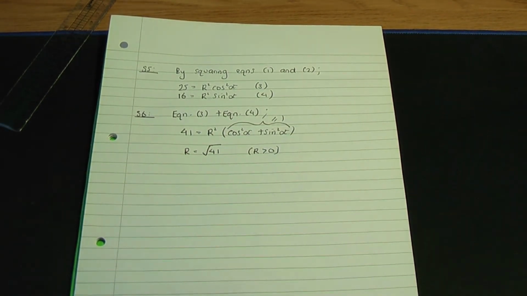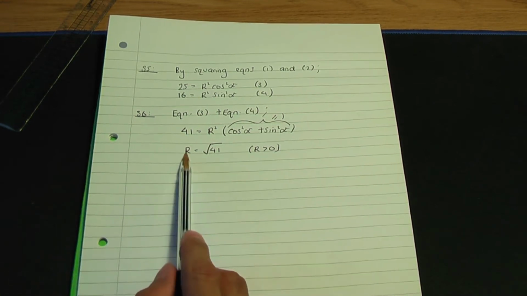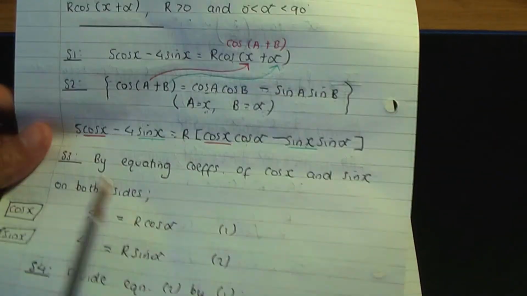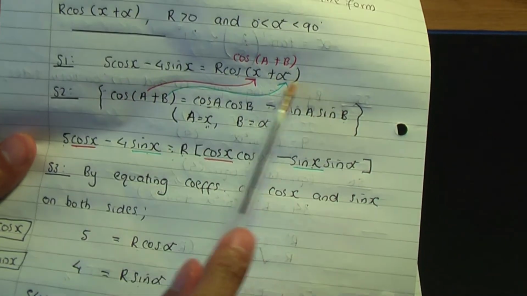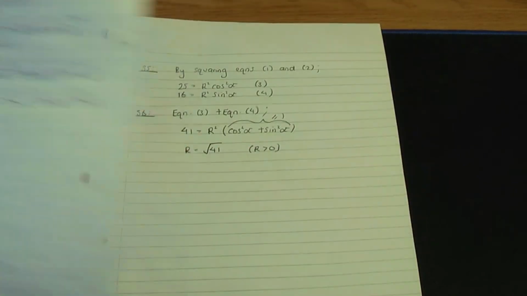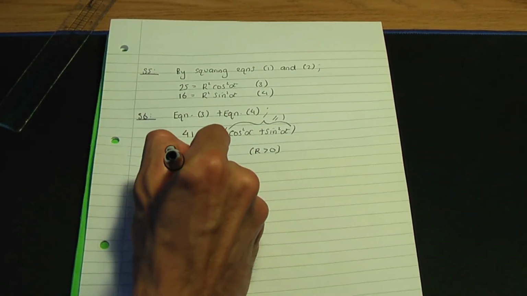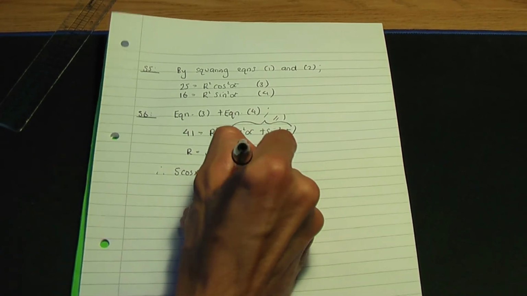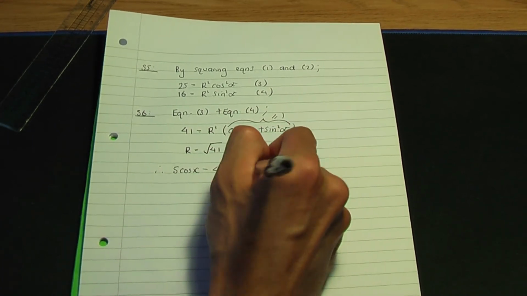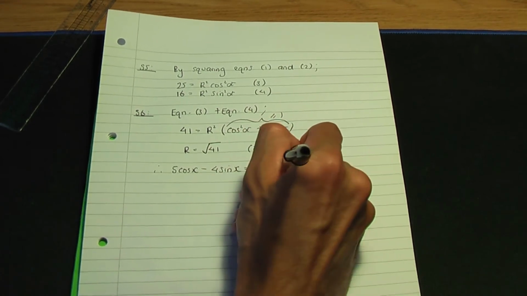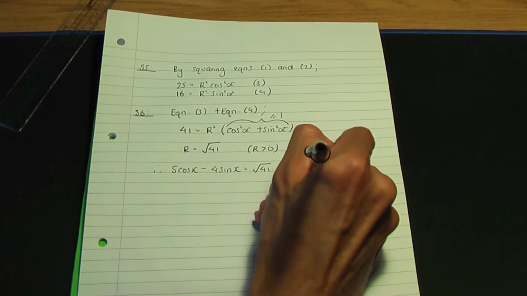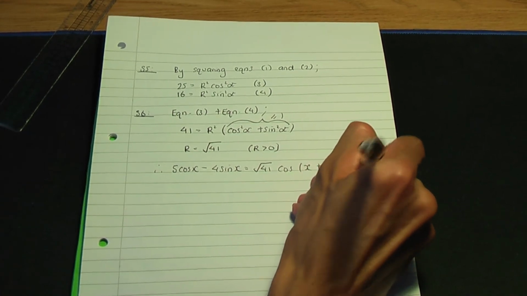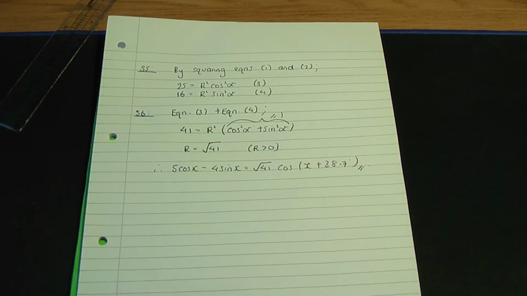Okay? So just to conclude, let's replace the r and the alpha, which was 38.7, into the initial equation that we had. Therefore, 5 cos x minus 4 sine x is the same as r being root 41 cos x plus alpha, and alpha is 38.7 degrees. So that completes this example.